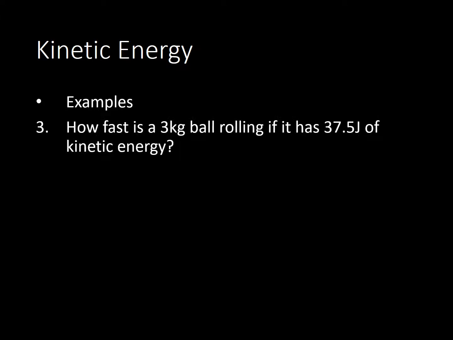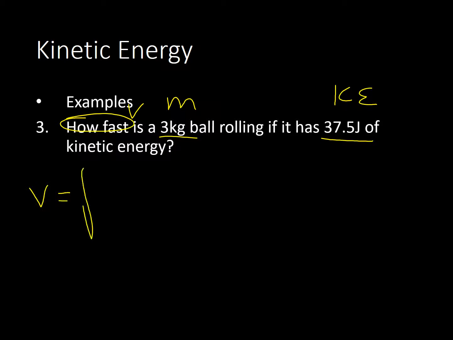Our third example, how fast is a 3 kilogram ball rolling if it has 37.5 joules of kinetic energy? So how fast means that I'm solving for velocity. 3 kilograms is my mass, 37.5 joules is my kinetic energy. I look at my triangle, v is the square root of KE over 1/2 m.